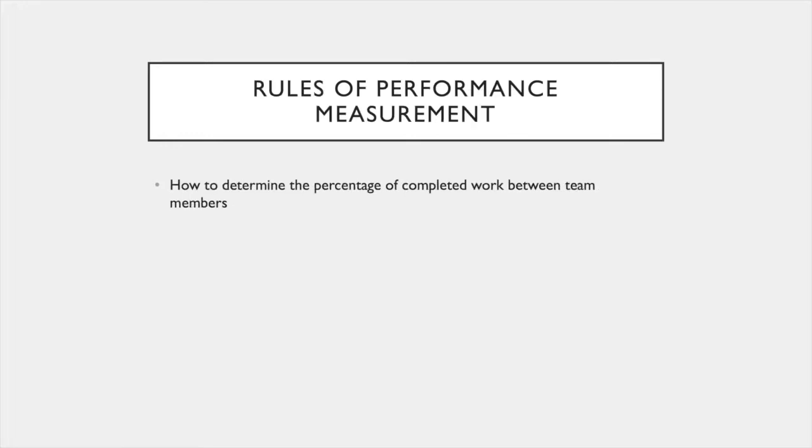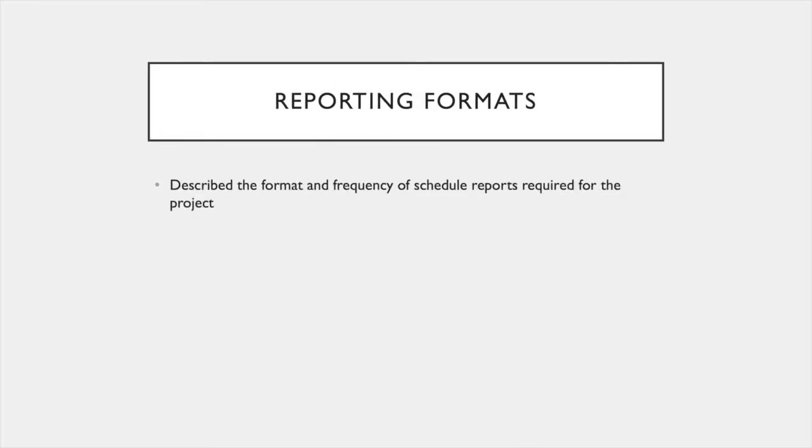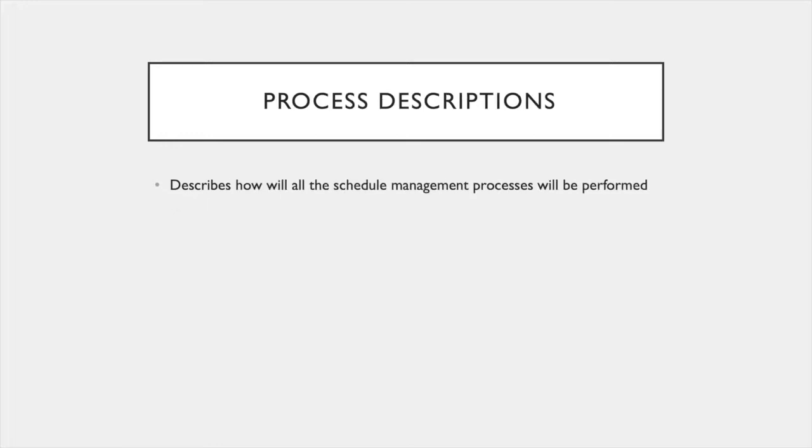The next aspect is rules of performance measurement, which focuses on how to determine the percentage of completed work between team members. Next is reporting formats, which focuses on describing the format and frequency of schedule reports required for this project. The final step is process descriptions, which focuses on describing how all the schedule management processes will be performed.